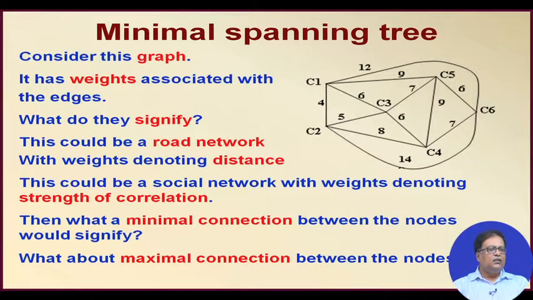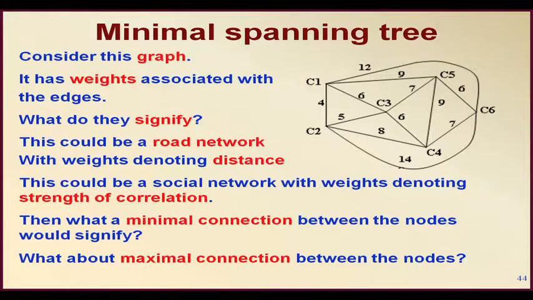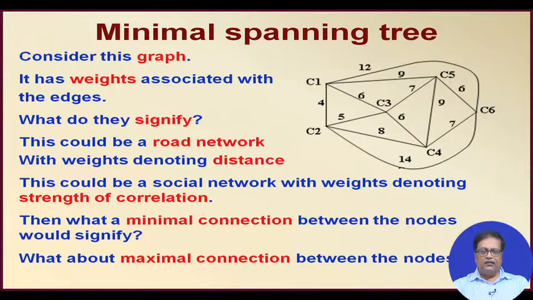So, consider this graph, it has weights associated with the edges. What do they signify? Supposing there are 6 cities and these 6 cities are connected in a certain manner, and these are the possible road connections, right. And there is a figure given, the weight given. What is that weight? That weight is nothing but the distance or the length of the possible road connection, right.